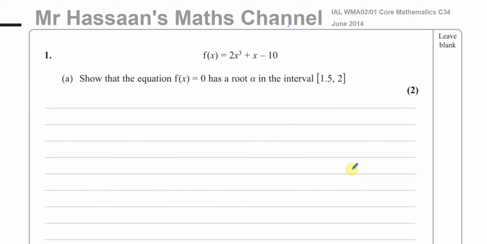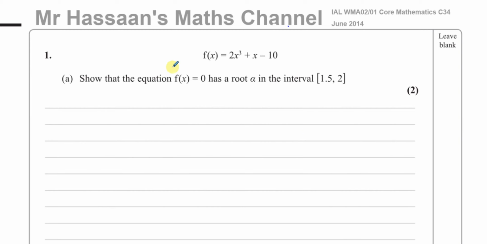I'm answering a question from the June 2014 International A-Level C34 Core Mathematics paper, which is the old specification. We now have P3 and P4. This is a question related to the P3 specification, and it's to do with numerical methods and iteration. I'm going through this question specifically because one of the viewers was asking me something related to such a question, so I'm going to explain that part in a bit more detail.